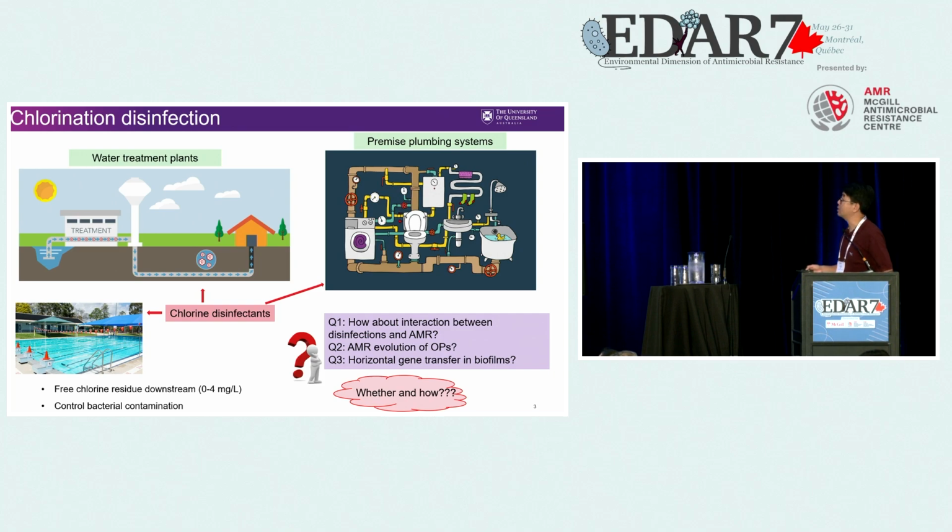But the question here is, what about the interaction between AMR and disinfection? What about AMR evolution, even for the OPs, under long-term disinfection exposure? What about gene transfer, even in the biofilm? In our water distribution pipelines, we do have biofilm attached on the surface of the pipeline. So we are interested in gene transfer in biofilm rather than planktonic cells. Quite a few questions we want to address here.